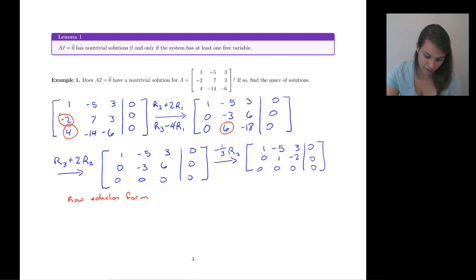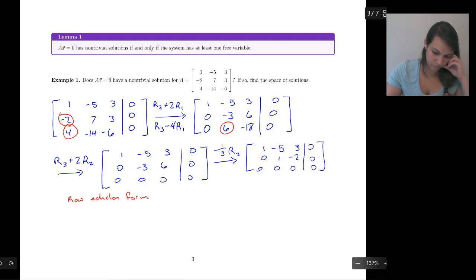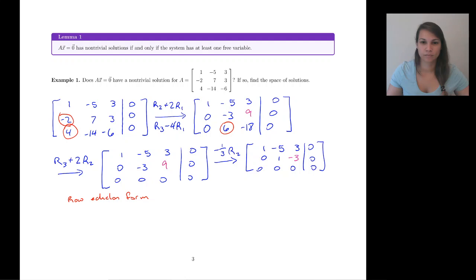This is wrong. I've made a mistake, haven't I? Sorry, I messed up on my very first one. This guy right here, I had a 6 plus 3, not just a 6. So I've fixed it in pink.